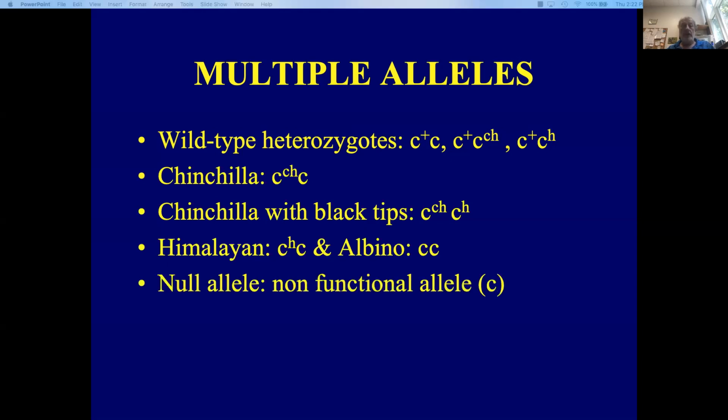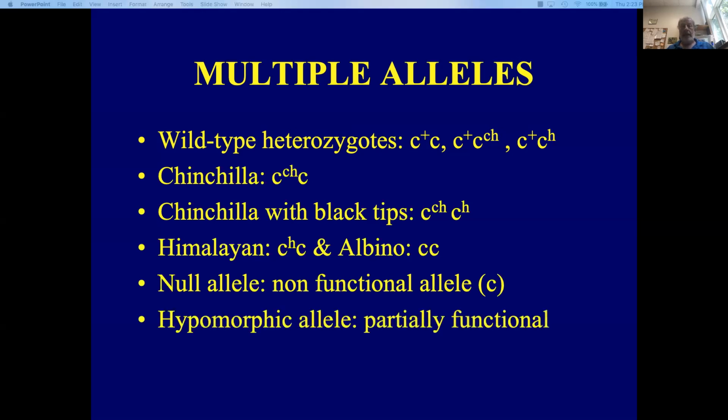Now, null allele, that's a term given to a non-functional allele. In this case, it's the albino allele because the function of this gene is to make melanin, the brown pigment that all mammals, except, of course, albinos, exhibit. And a hypomorphic allele would be a partially functional allele. So it's making some pigment, but not the normal amount. And that would be the chinchilla allele and the Himalayan allele. Both of those are hypomorphic alleles.